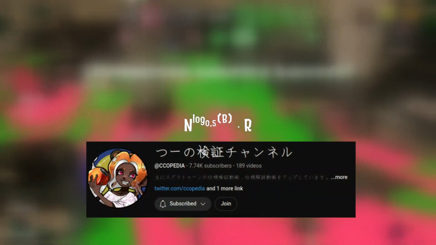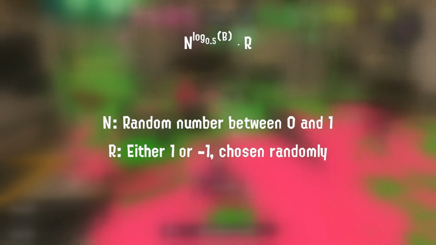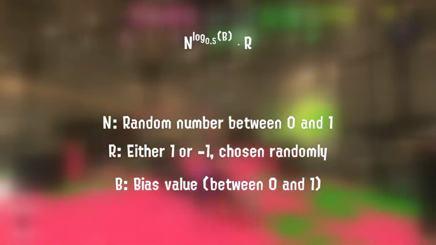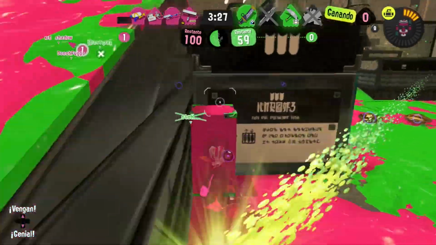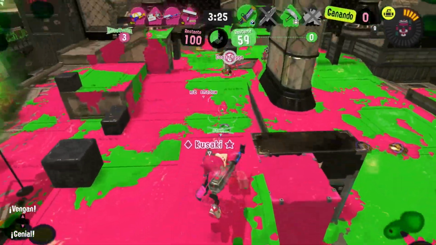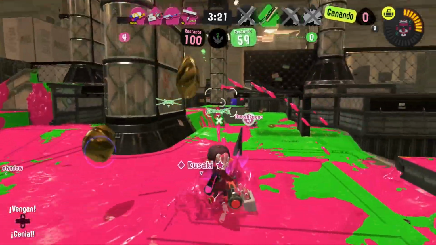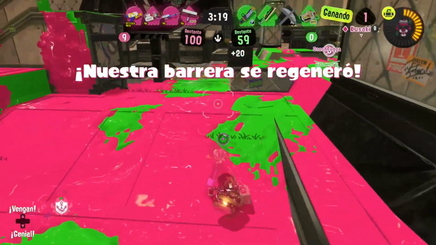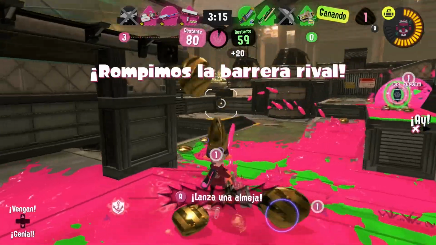The shot deviation formula looks like this, and I learned about it from this Japanese player, whose channel I'll leave in the description. N is a random number between 0 and 1, R is randomly either 1 or negative 1, and B is the net bias, which, as mentioned previously, varies between 0 and 1. This formula spits out a number between negative 1 and 1, which is then multiplied by the net swerve to get the angle of deviation. Essentially, this formula returns how much the shot will deviate as a percent of its maximum deviation, with 0 being no deviation and 1 or negative 1 being maximum deviation.